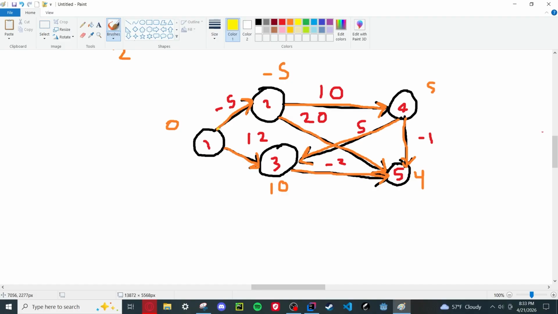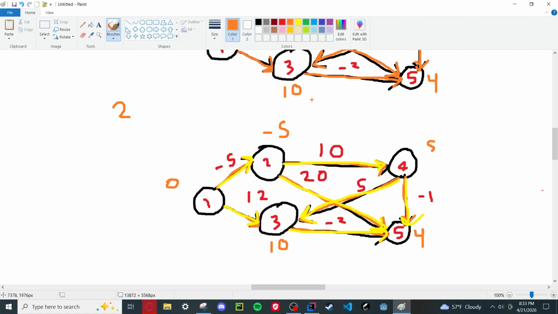Okay, let's evaluate this. 0 minus 5 is still -5. That stays. -5 plus 10 is still 5. That stays. -5 plus 20 is 15. I don't feel like that's going to change anything here. 5 plus 5 is 10. That still stays. Nothing's really going to change here. 0 plus 12 is still 12. That's not going to cause any new change. 10 minus 2 is still 8. Not going to cause any new change. 5 minus 1 is 4. Not going to cause any new change.